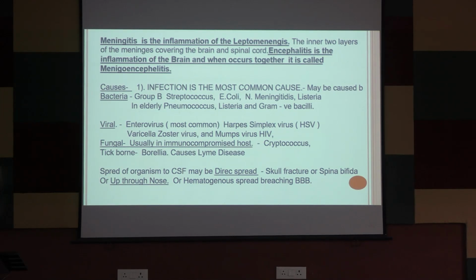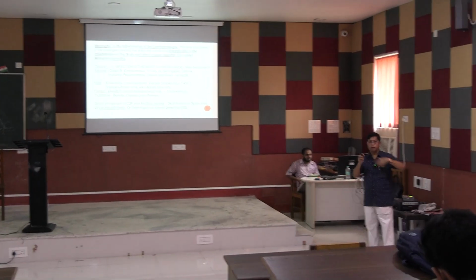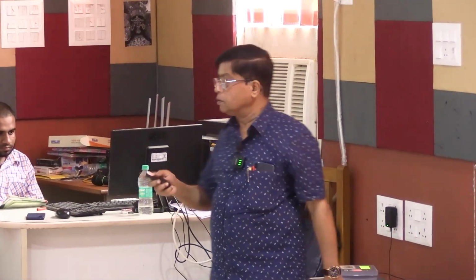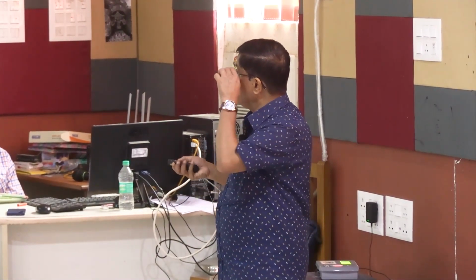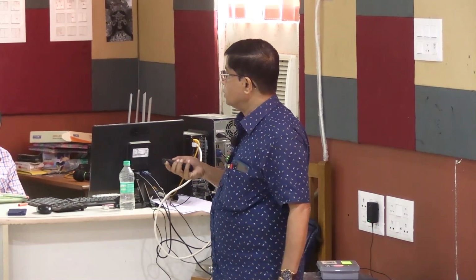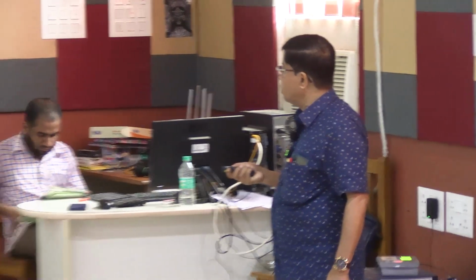Either there is direct trauma like skull fracture, or spina bifida. Spina bifida is a congenital anomaly of the vertebra where the underlying spinal cord is exposed. This is called spina bifida. Here there can be direct spread of bacteria to the meninges, as with skull fracture or trauma.